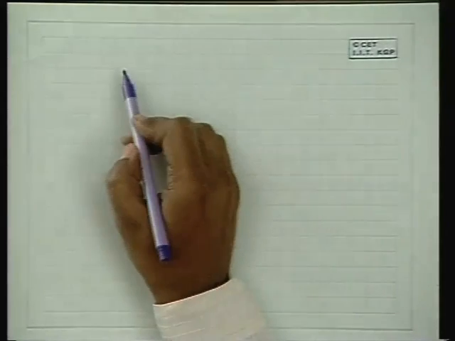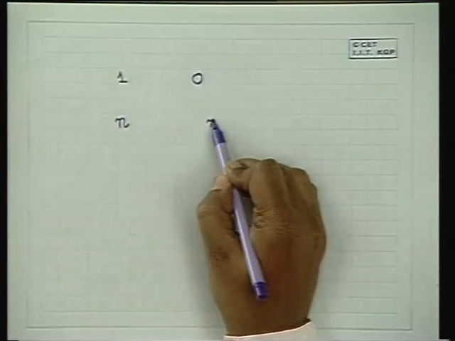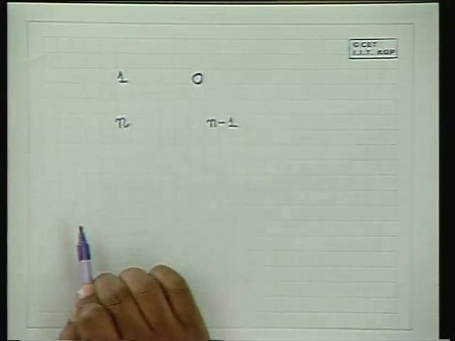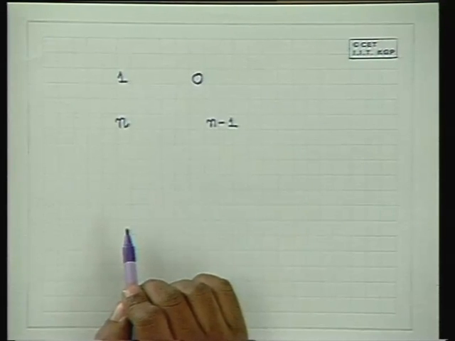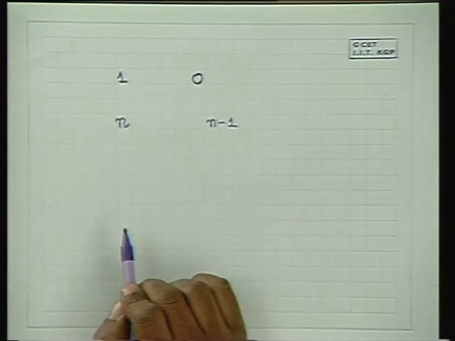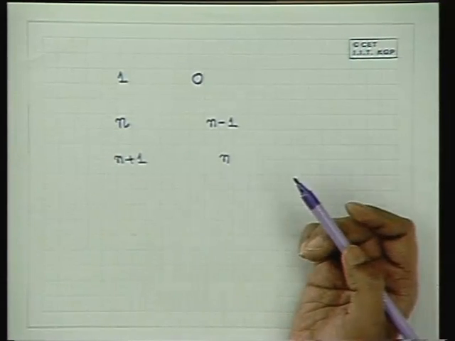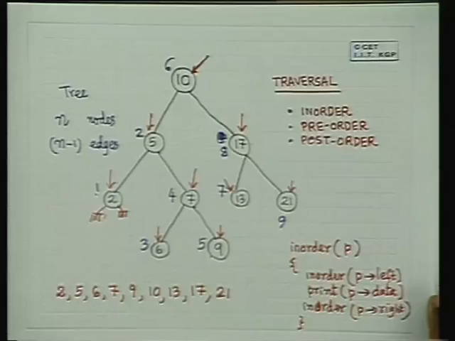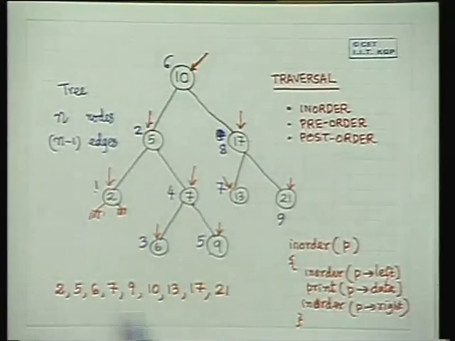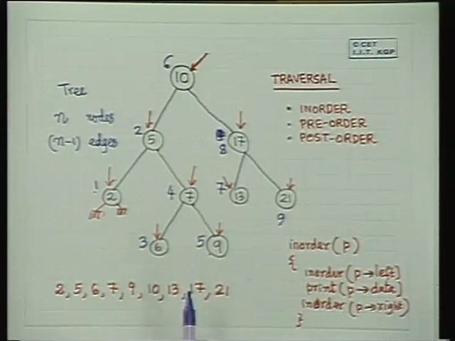So the proof is very simple. For one node, there are 0 edges. Assume it is true for n. So for n nodes, there are n minus 1 edges. Add one node. If you want to make it a tree and connect it up, then you have to add one edge. You cannot add 2 edges, it will not be a tree. So if there are n plus 1 nodes, there will be n edges. So it is proved by induction in a very simple way. So if we do an in-order traversal, then we will get it in the sorted sequence. If you want ascending or descending, you have to choose whether you will do left or right first.